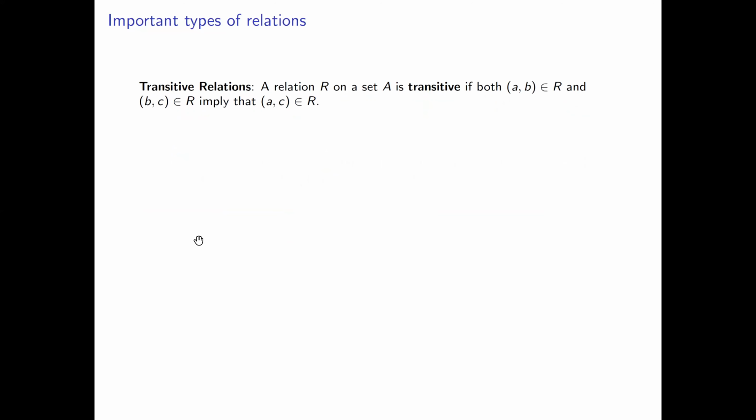All right, and so there's one final type of relation I want to talk about, which is important, and then we'll be done for the day. And so these are called transitive relations. And so what is a transitive relation?